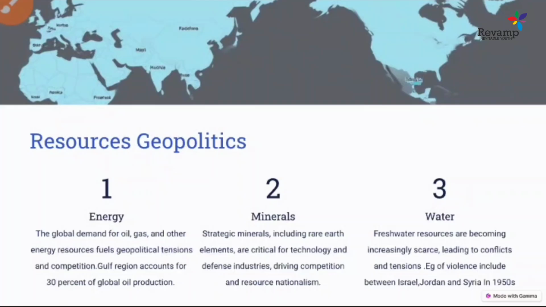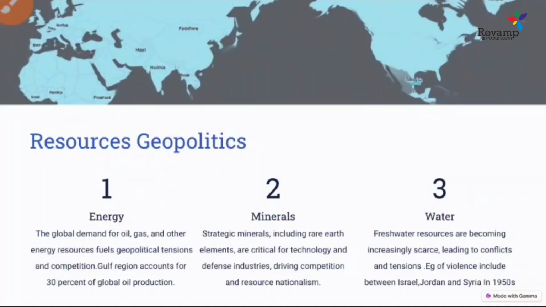Now let's come to the next slide. The resource geopolitics. The first one is energy. You know how energy demand was very high, like oil, gas, and other energy resources. So this also created a lot of geopolitical tension. You know how the Gulf region accounted for 30% of global oil production. This led to the Gulf War, the Iraq invasion of Kuwait, and US intervention in these areas. These all also created a lot of geopolitical issues on the international front, because energy was in demand at that time. Everyone wanted to control the oil fields. So this is one issue that was created at the time.